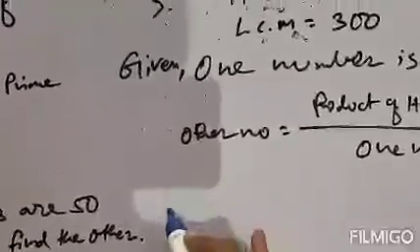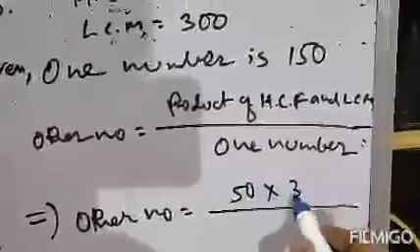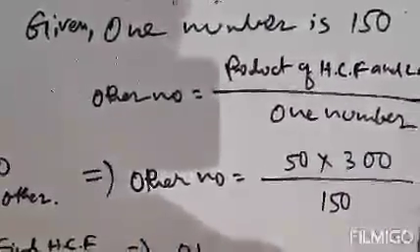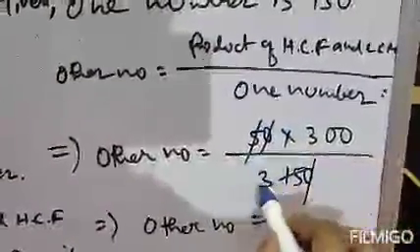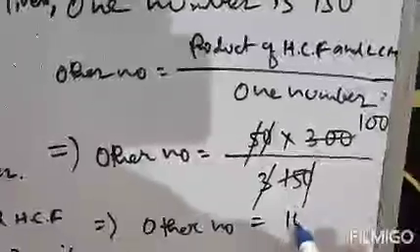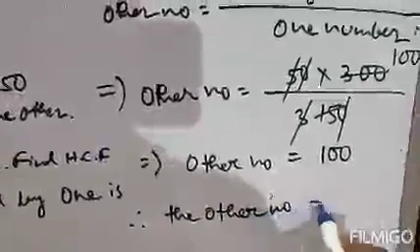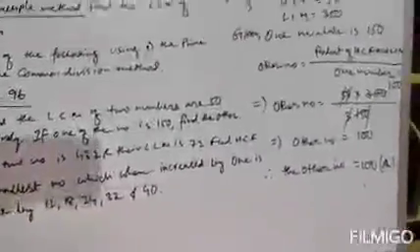So just put the values at the respective places. Therefore, other number equals the product of HCF and LCM. That means HCF is 50 and LCM is 300. This is the product. One number is given as 150. Therefore, other number equals, just reduce zeros, 5 3s are 15, 3 is 100. Therefore, the answer is 100. Therefore, the other number equals 100. This is your answer. Clear? The other number is 100.